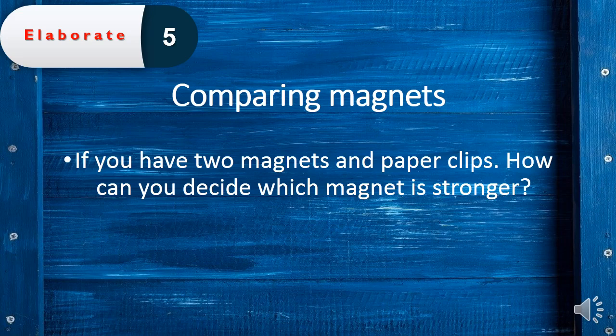Elaborate. Comparing magnets. So if you have two magnets and paper clips, how can you decide which magnet is stronger? How can I decide which one is stronger? So you have to think about that. Give yourself 1 minute to think about the process and to make an experiment to compare between magnets. You have to be creative and think about it.